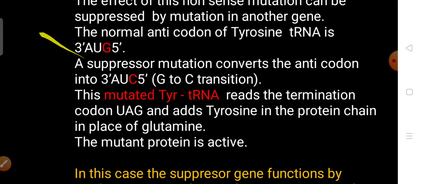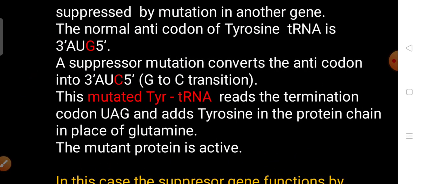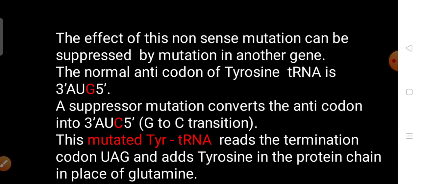Now, how can the effect of this nonsense mutation be suppressed? It can be suppressed by a mutation in another gene, where the anticodon is altered. The normal anticodon present on tyrosine tRNA is AUG, from the 3' to the 5' end. So the anticodon of tyrosine tRNA is AUG.